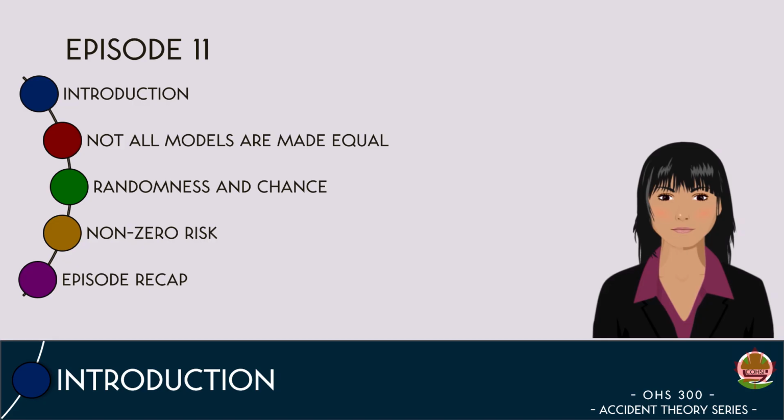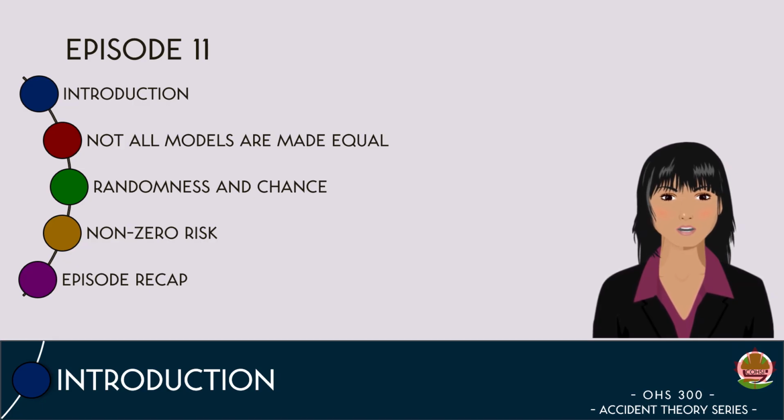Welcome to episode 11 in the Accident Theory series. In the last 10 episodes, we focused on understanding causation and the essential elements of conducting effective investigations. We also learned about root cause analysis, emphasizing the difference between immediate causes and underlying systemic issues. Key investigation techniques were demonstrated, such as interviewing witnesses, collecting evidence, and reconstructing events.